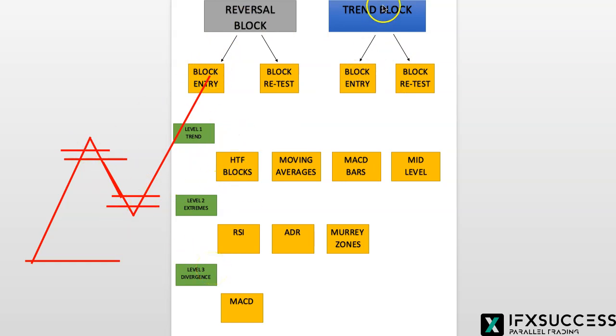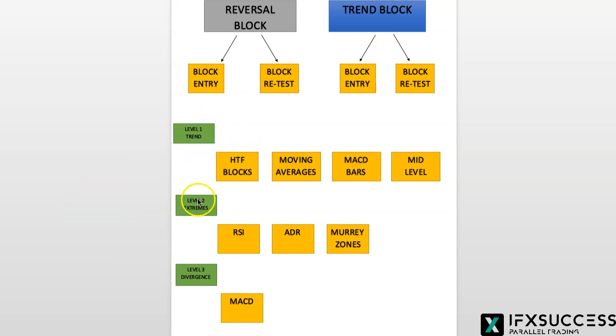But the whole method behind the filters is that instead of getting 10 entries per day on 15 minutes, we're just trying to reduce the amount of entries we get. But again, don't think that just because we add filters, that is going to be the best entry. It's still a probability of 50-50, or we can increase it depending on market conditions.